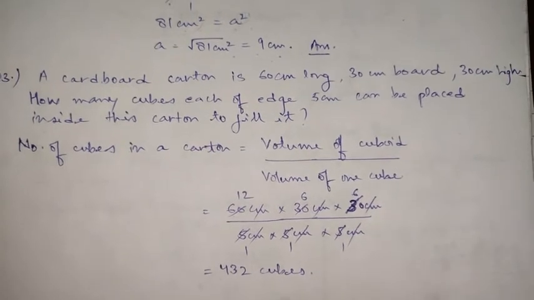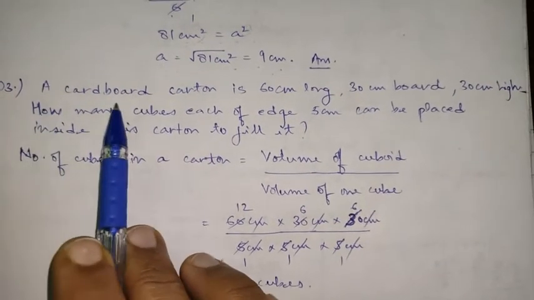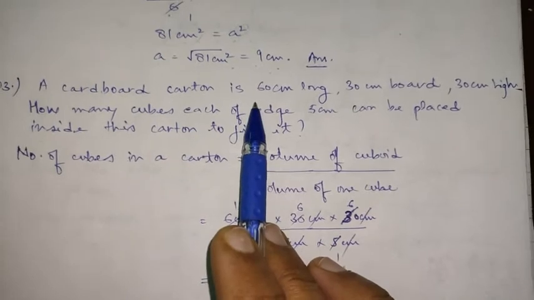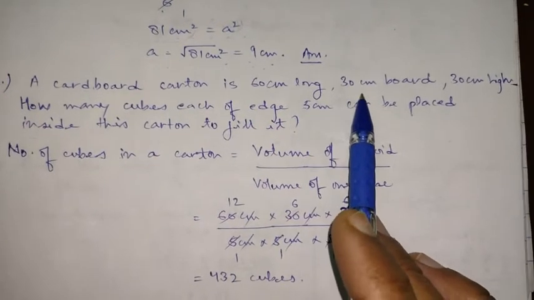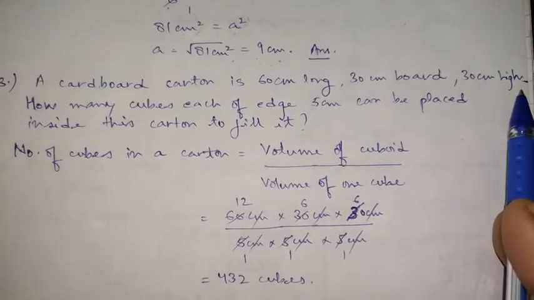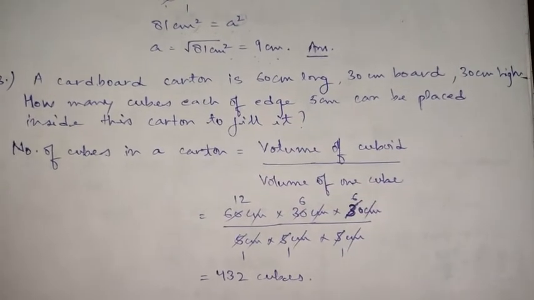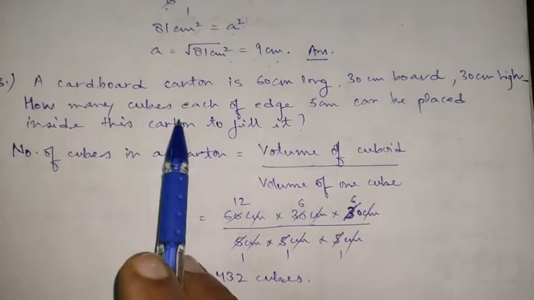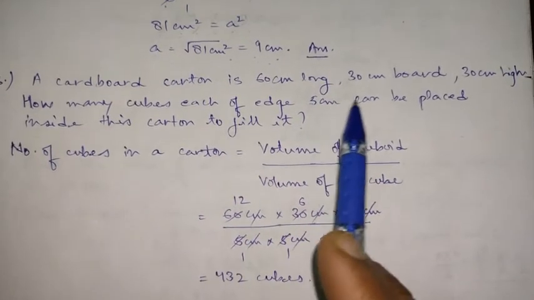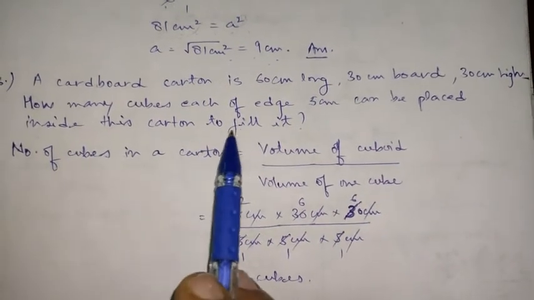In one more question, related to both cuboid and cube, it's a mixed question. It is given that a cardboard carton is 60 centimeter long, 30 centimeter broad and 30 centimeter high. That means the length, breadth and height of a cardboard box is given to us. How many cubes, each of edge 5 centimeter, can be placed inside this carton to fill it?